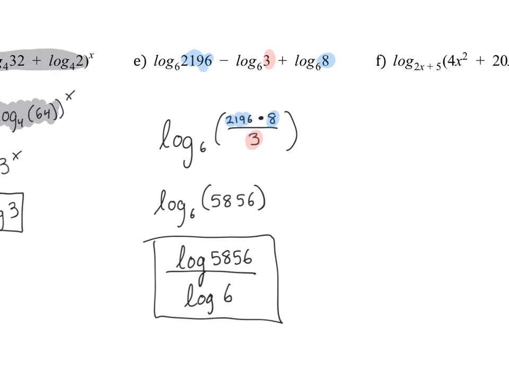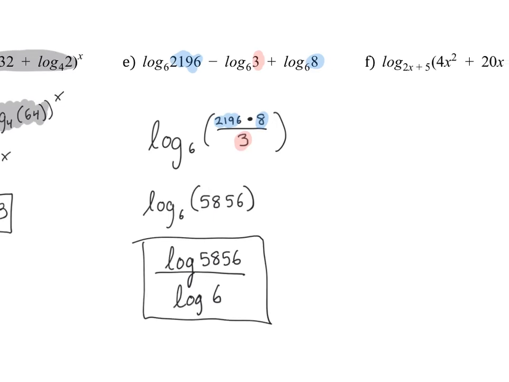Just be careful here again. It doesn't matter what order your logarithms are written in. Anything positive will go in the numerator and be multiplied. Any logarithm that is negative, that value will be divided.